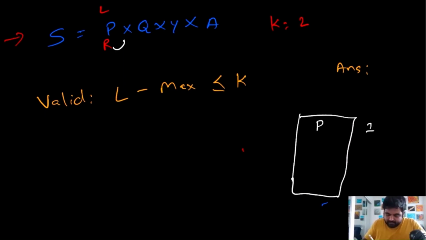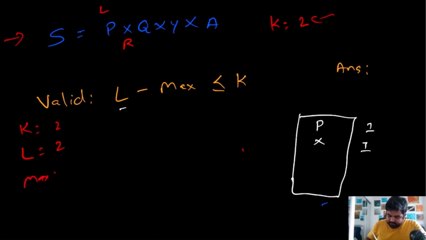Now we will update the value for r. This is x, and x is also present 1 time. Now we will see the current length of this string. Now r is located over here. Okay, so current length is actually 2. And what is the k value? K value is also 2 because that is constant, so that won't change. And what is the maximum occurrence of any character so far?